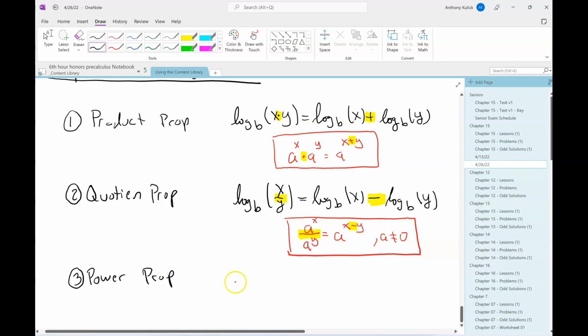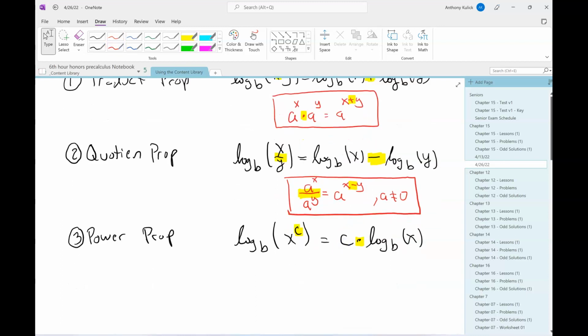Next one is the power property. So log base b of x to the c equals c times log base b of x. So you're seeing an exponent inside the logarithm turns into a coefficient outside the logarithm, or multiplication outside the logarithm anyways. Let's put it that way. Which property of exponents is this one related to?